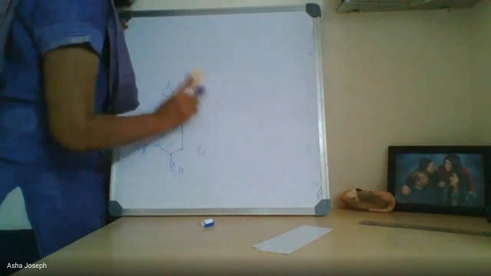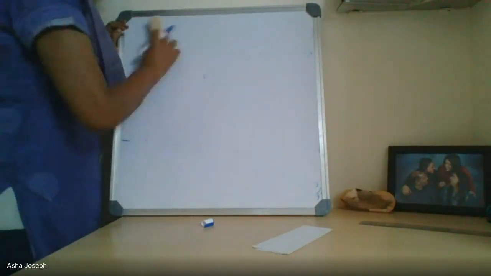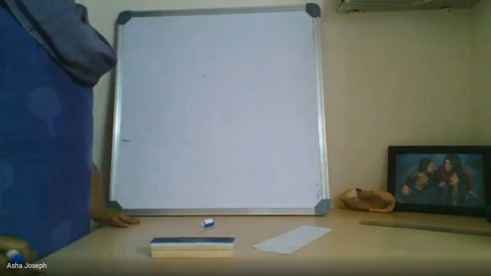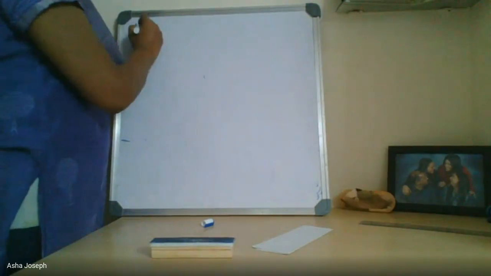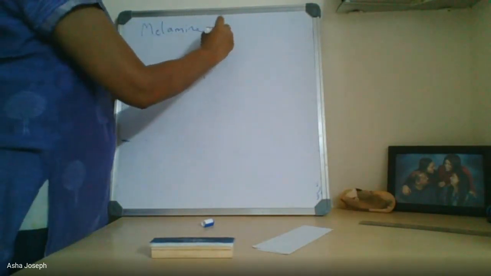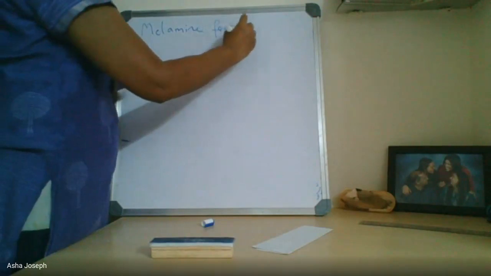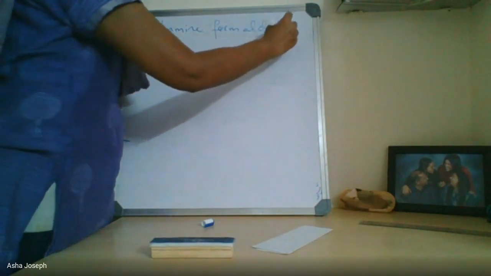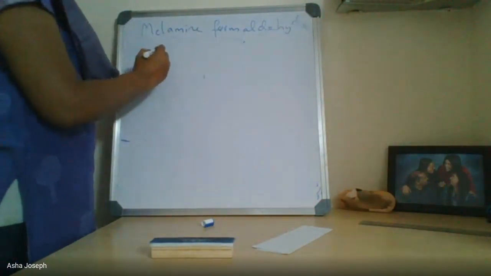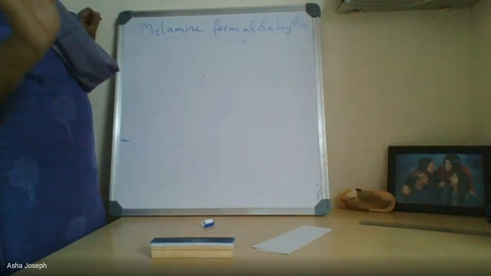Unbreakable crockeries, unbreakable cups, unbreakable plates. They are made up of this melamine formaldehyde polymer. Okay. So melamine, first melamine and formaldehyde.